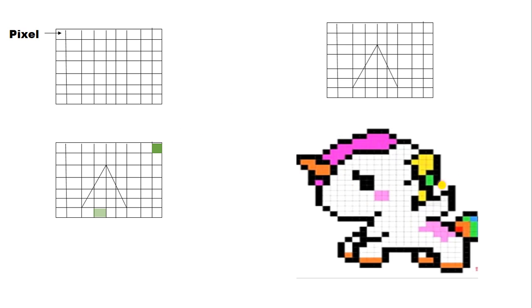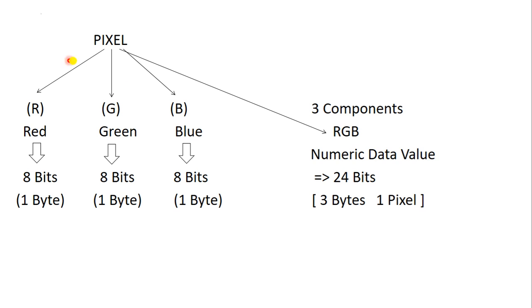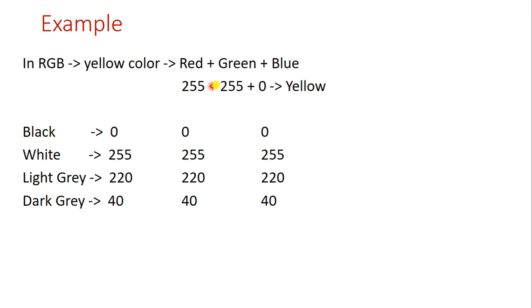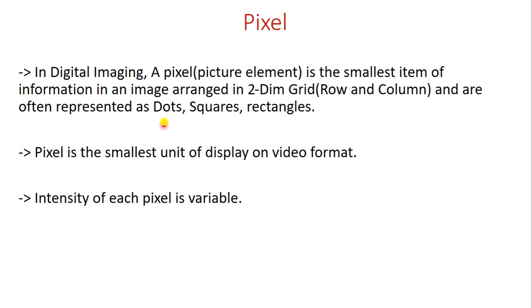Different colors like yellow and pink are all generated from these three components only, red, green and blue, by different numerical data values like 220, 40, and so on. If you give different values, you get a different color. So there are a total of 16.7 million shades, meaning different types of colors.